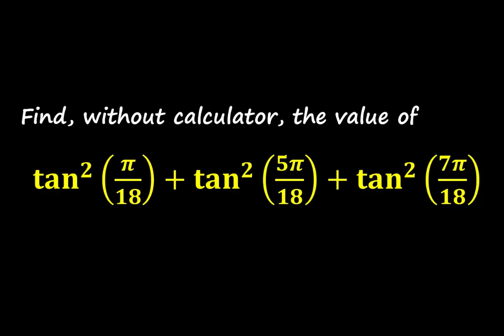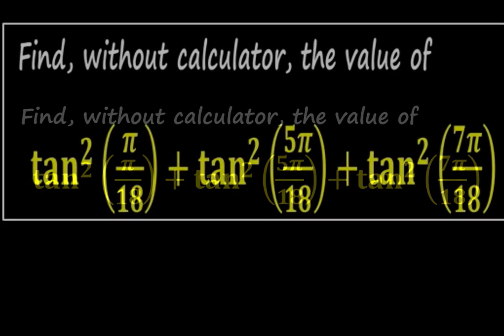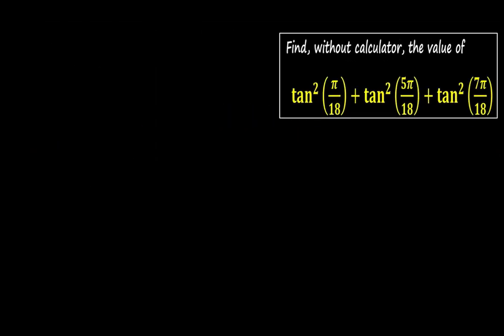Today, we'll solve the problem. Find without a calculator the exact value of tangent squared pi over 18 plus tangent squared 5 pi over 18 plus tangent squared 7 pi over 18. This might look challenging at first, but with a powerful trigonometric identity, it becomes much simpler.